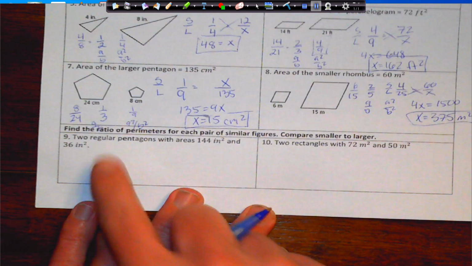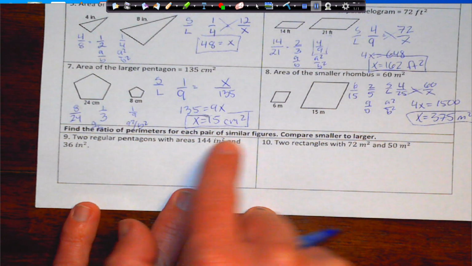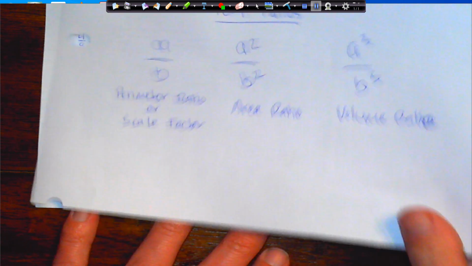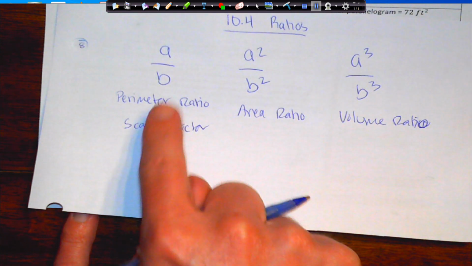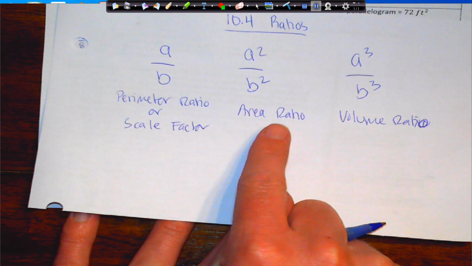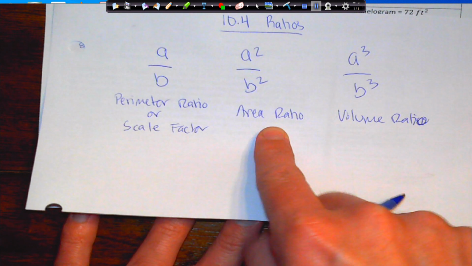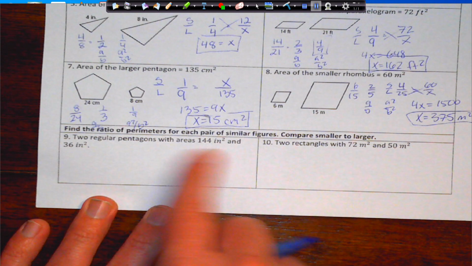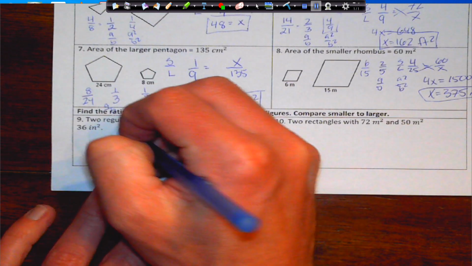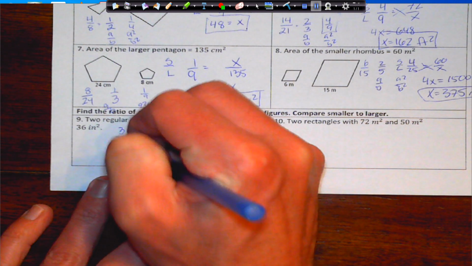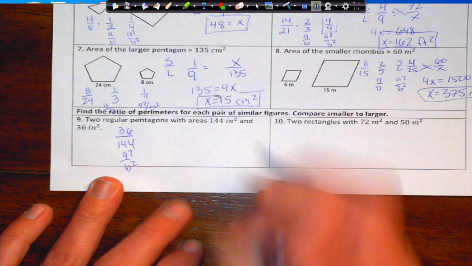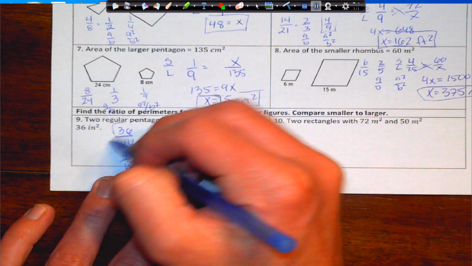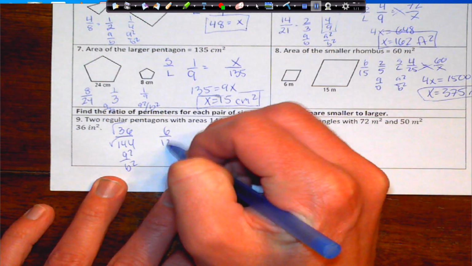Okay, so this says find the ratio of the perimeters for each pair of similar figures. Compare smaller to larger. So just remember that the ratio of the perimeters is our single dimension one, and we're going to actually start with the area ratios. So again, we're going to go small to large. So we have 2 areas, which are 36/144, and this is a squared to b squared. So to convert that, we have to square root them. So that gives me 6/12.